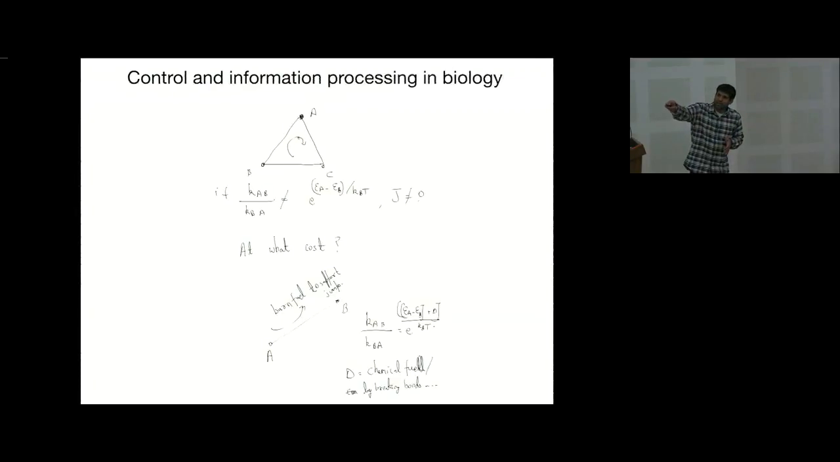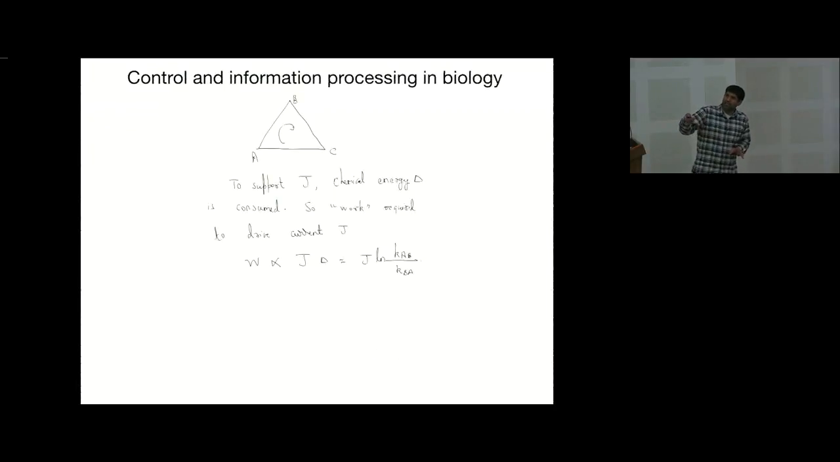This K_AB over K_BA is no longer equal to the exponential of energy differences. You have to add this extra term here, delta, and this delta tells you something about how much energy you need to consume or provide in order to sustain these kinds of cycles. So this picture allows us to interpret what happens in the proofreading model. Before going further, to support this J, we need to consume a chemical energy delta.